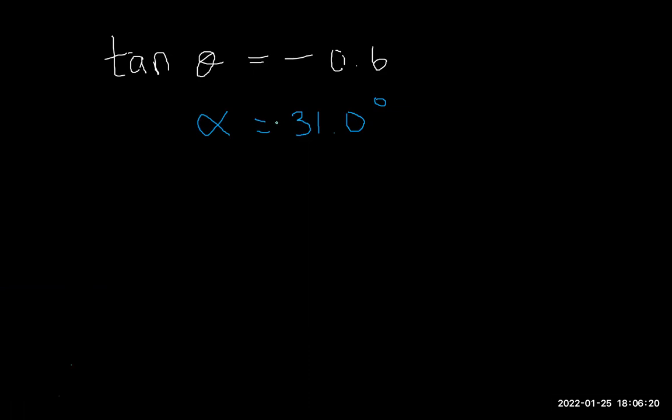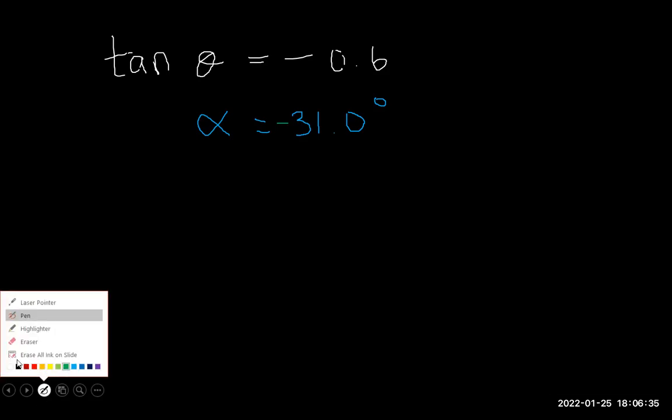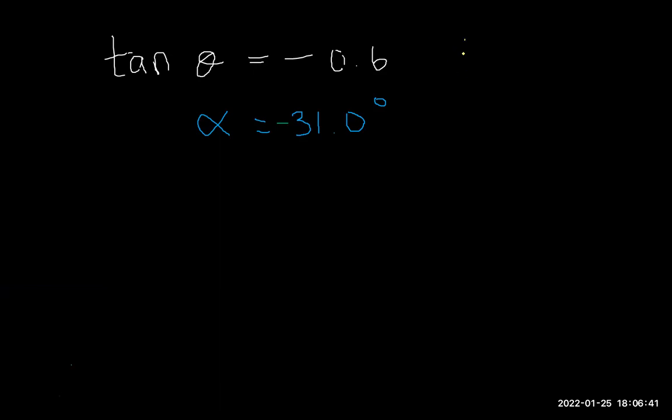Okay, let's just put the negative sign here, right? So I'm telling you now, this is not correct. This negative 31.0, it's not right. Let me ask you something. What is the range again? Is between 0 degrees and 360 degrees.